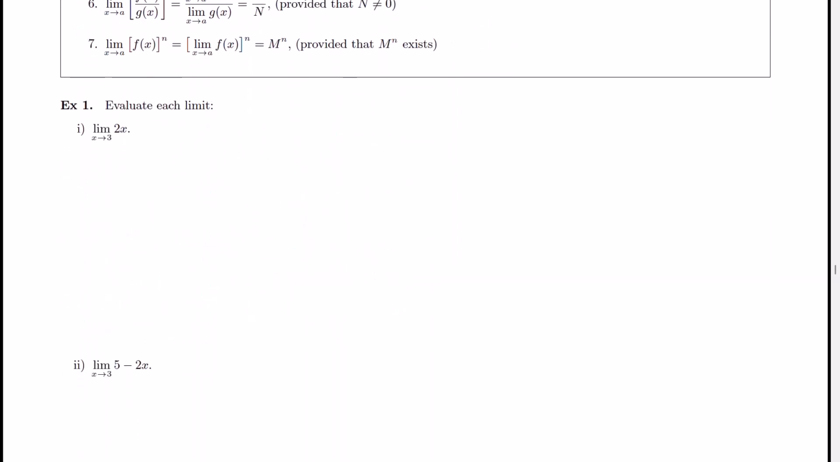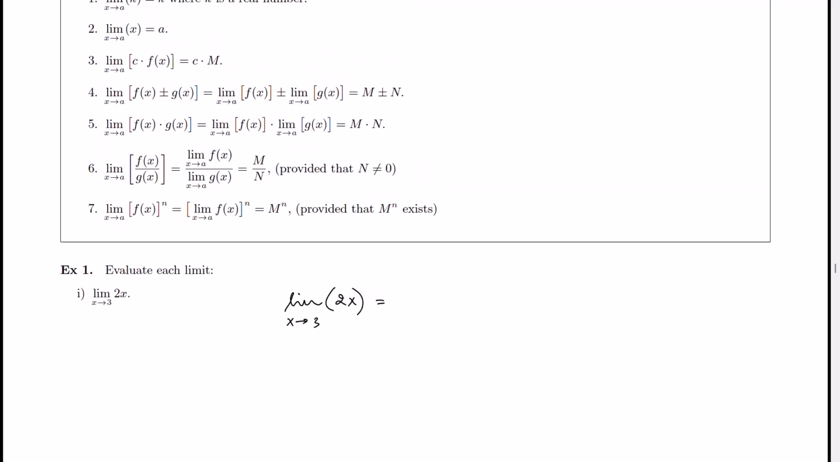In example 1, it's telling us to find or evaluate each limit. Evaluate or find, it's the same. Basically the goal is to find the limit of 2x as x approaches 3. Sometimes parentheses will be written, sometimes they will not. I'm going to put the parentheses around the 2x to emphasize that I'm evaluating the limit of the function 2x with x approaching 3.